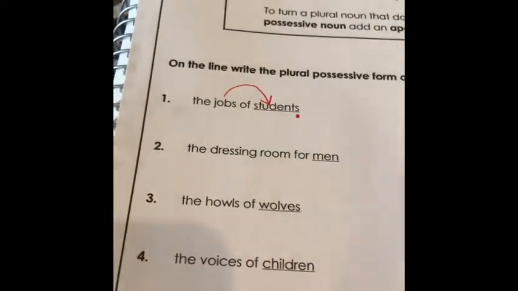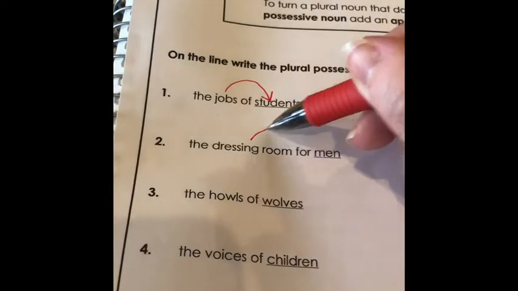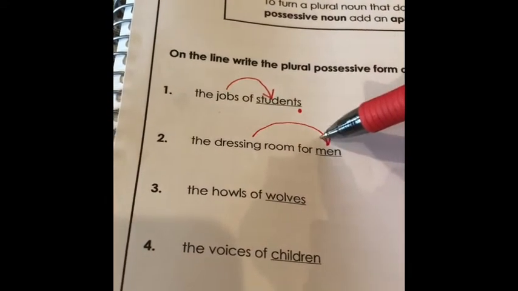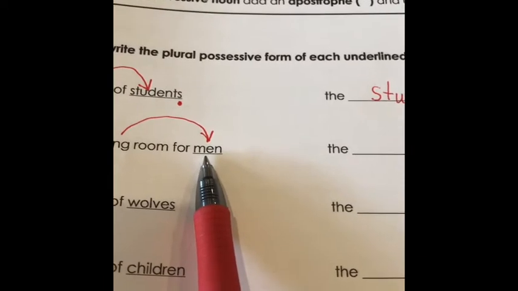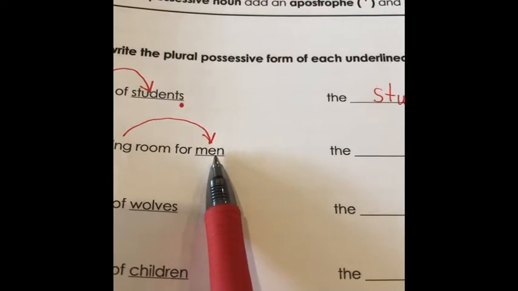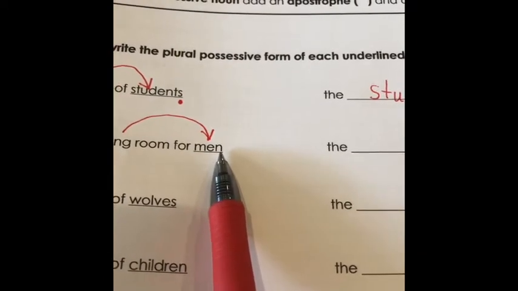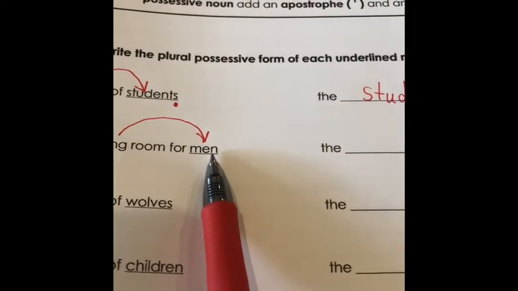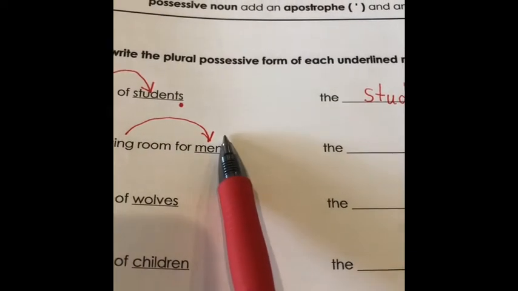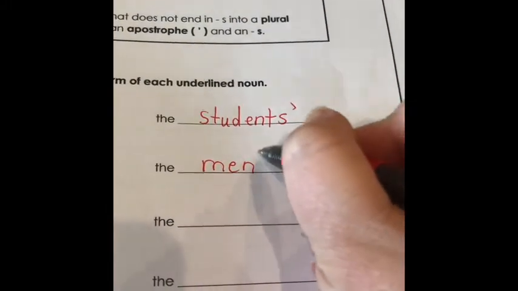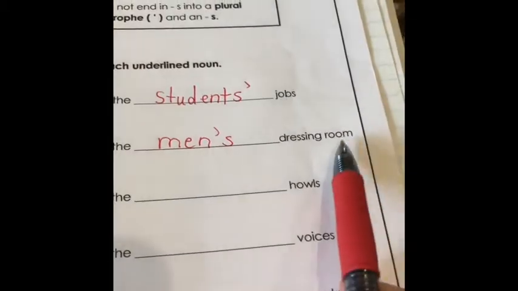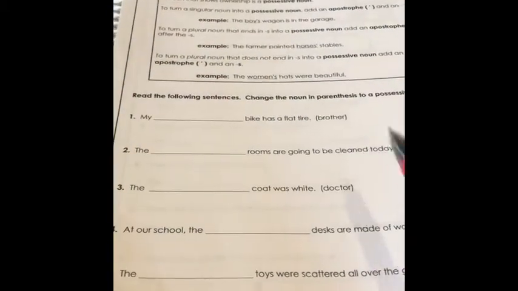On this one, we want to show that the dressing room belongs to the men. Well, the word men just in its form means plural, so we don't have to add an S to make it plural, but because it doesn't already end in an S, we need an apostrophe S to make it possessive. The men's dressing room.